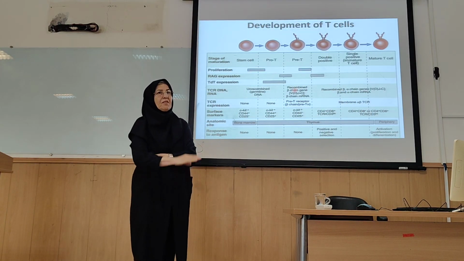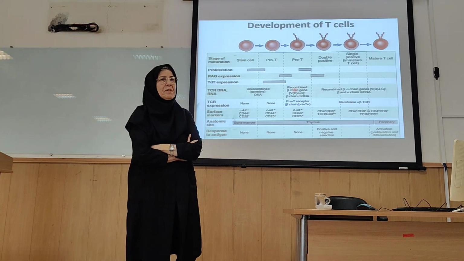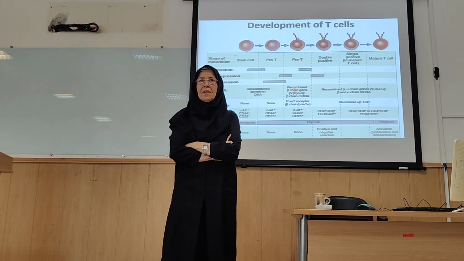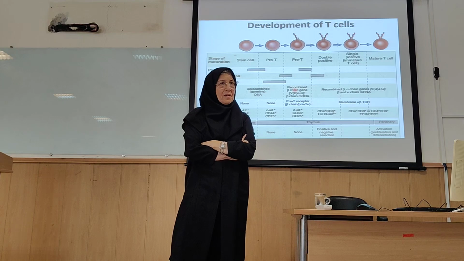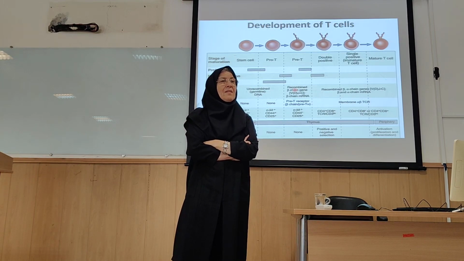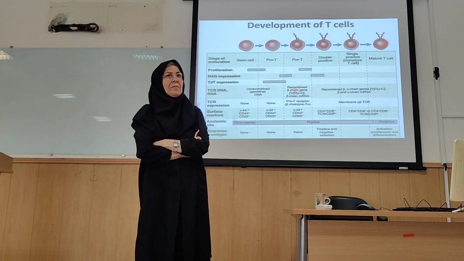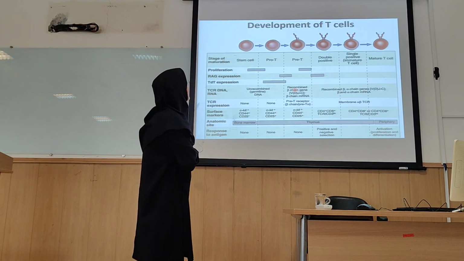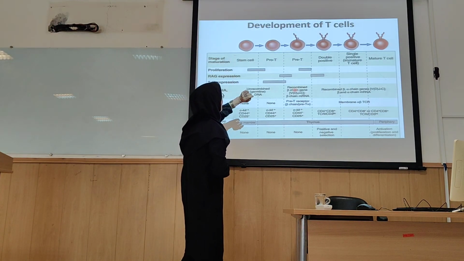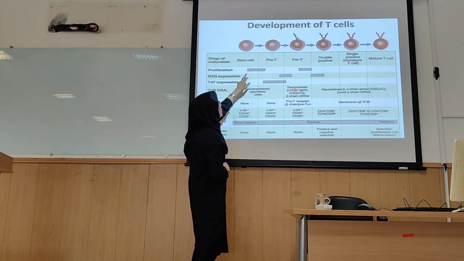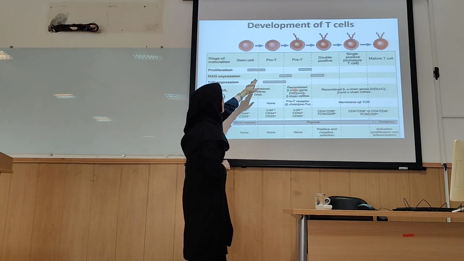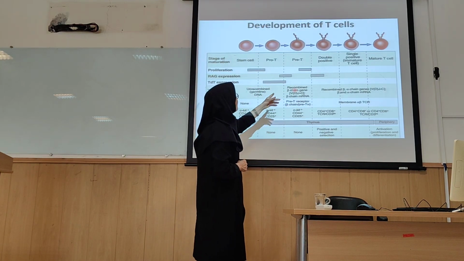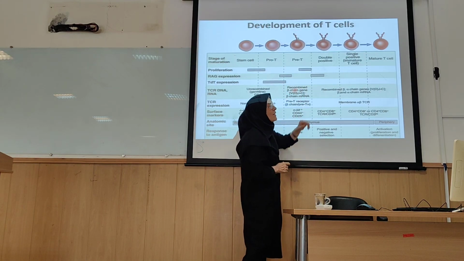Can you remember the different steps of the development of B cells? Stem cells develop to pro-B cells, then pre-B cells, then immature B cells. Yes. Here it is the same as the development of the B cells. For T cells, stem cells develop to progenitor T cells, and progenitor T cells develop to T cells, and after that the T cell develops to a double positive T cell.